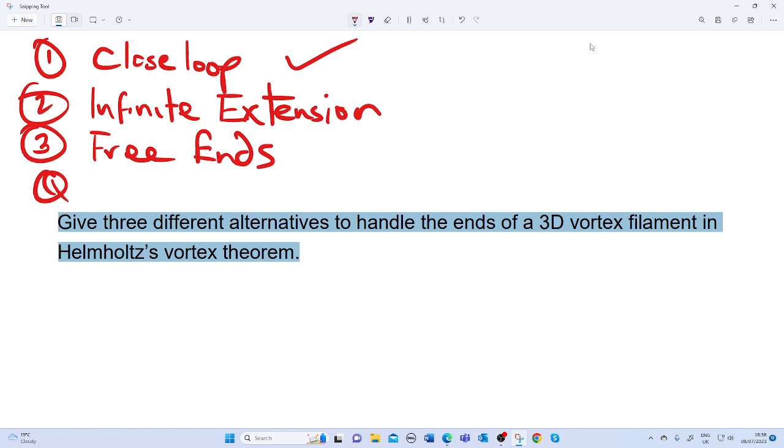Then number two, assuming that the extension is infinite in space. Then number three, assuming that the free ends are considered for the vortex filament in an explicit status.